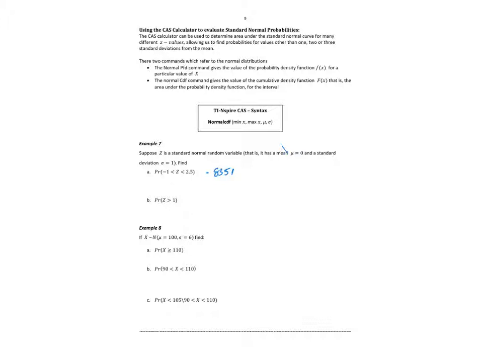If the probability that Z is greater than 1, do exactly the same thing. Put it into the CAS.